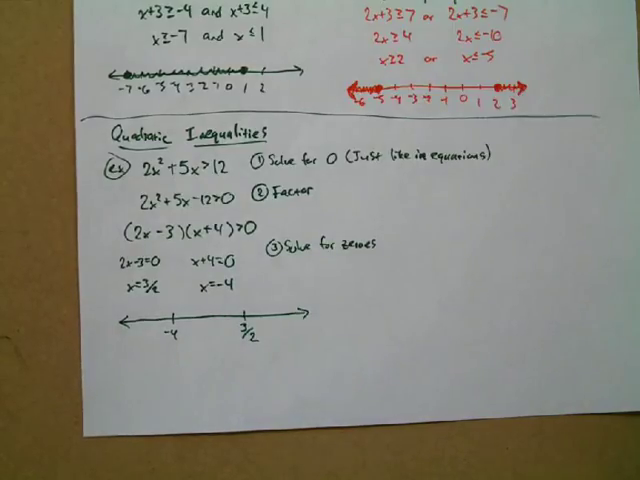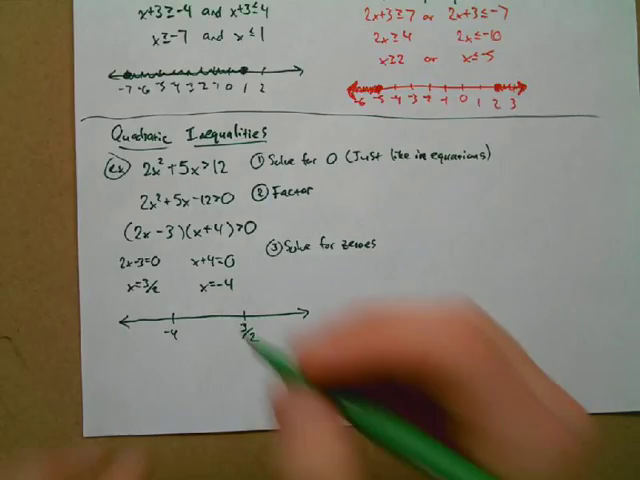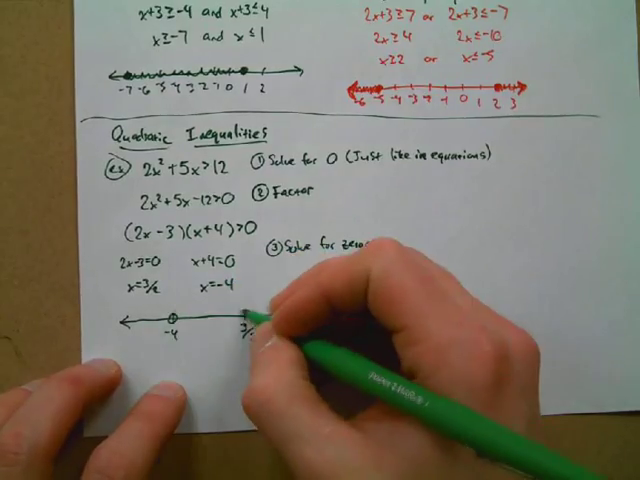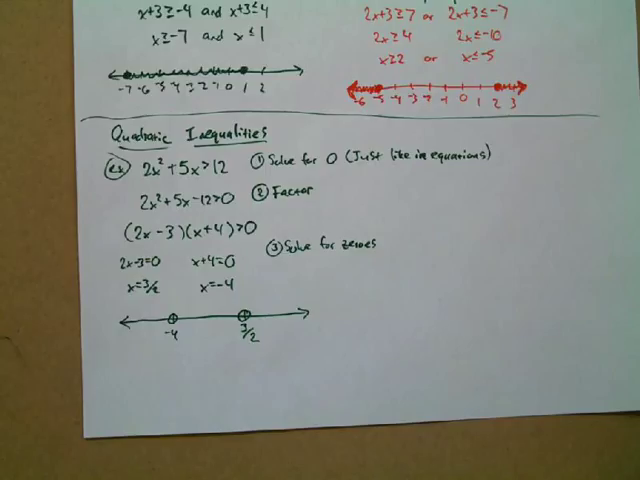And so these two zeros, they break our number line up into two or three different intervals, right? We know that at 3 halves and at negative 4, we're going to put open circles because we can't equal those values because we don't want to equal 0, right? Those are where we equal 0, and we don't want to equal 0 because we just want greater than 0. And so now it's a matter of just picking which intervals make this inequality true.